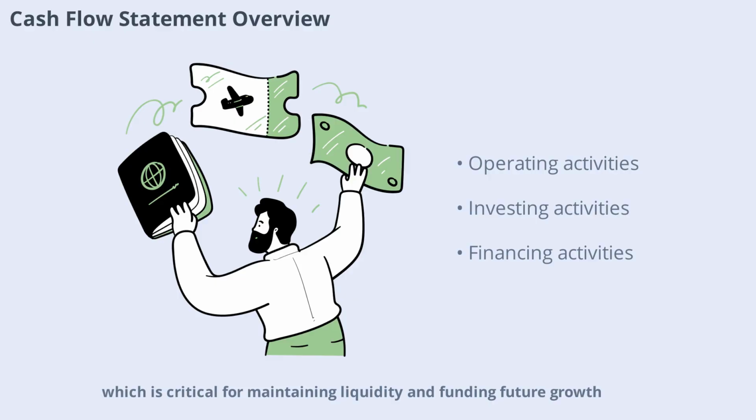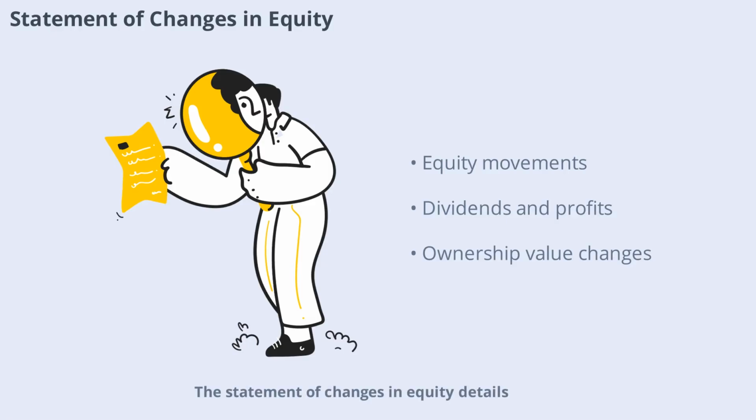The statement of changes in equity details the movements in shareholders' equity over a period. It includes items such as net income, dividends, and capital contributions. This statement helps investors and management track how equity evolves, reflecting the company's financial decisions and performance. By analyzing changes in equity, stakeholders can understand the impact of profits, losses, and distributions on ownership value. It's an important tool for assessing long-term financial health and shareholder returns.